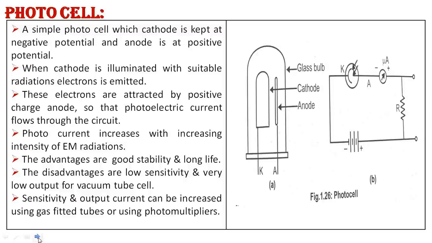The disadvantages are slow sensitivity and very low output for a vacuum tube cell. The sensitivity and output current can be increased using gas filled tubes or using photomultipliers. So that is the diagram showing how a photocell is constructed.